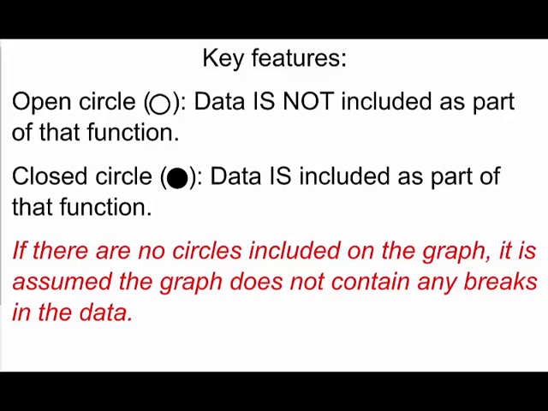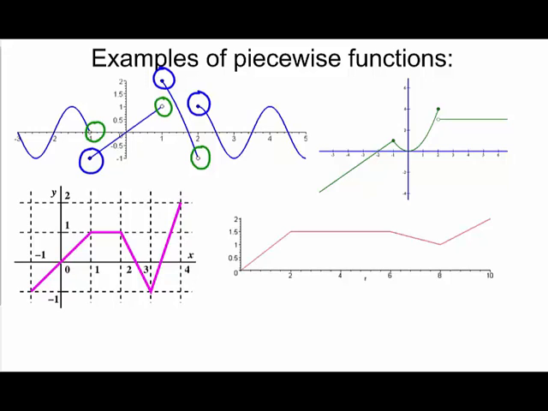So an open circle still means that data is not included as part of that function, and a closed circle means that data is included as part of that function. One thing to note, if there are no circles included on the graph, it's assumed that the graph does not contain any breaks. So if I look back at the examples, notice the bottom two graphs don't have any dots. That's because each line bumps up next to each other. So if that happens, you don't have to include dots, and oftentimes you will not see them.